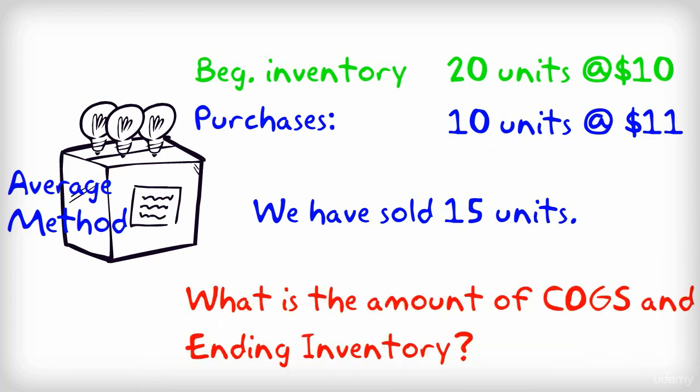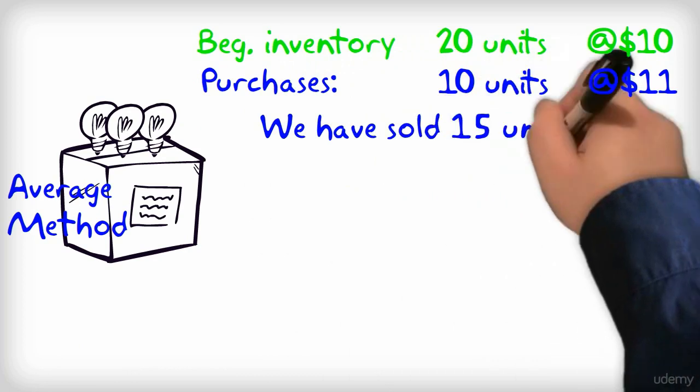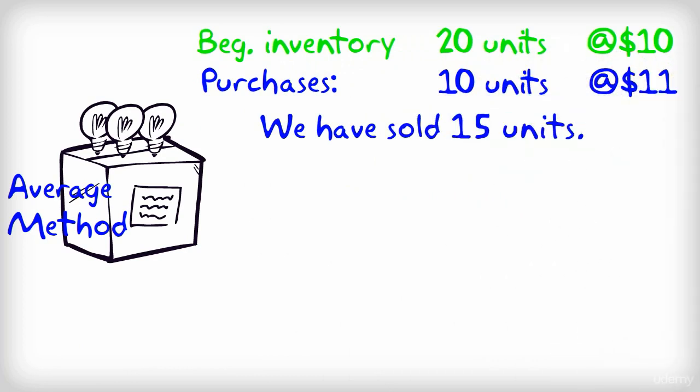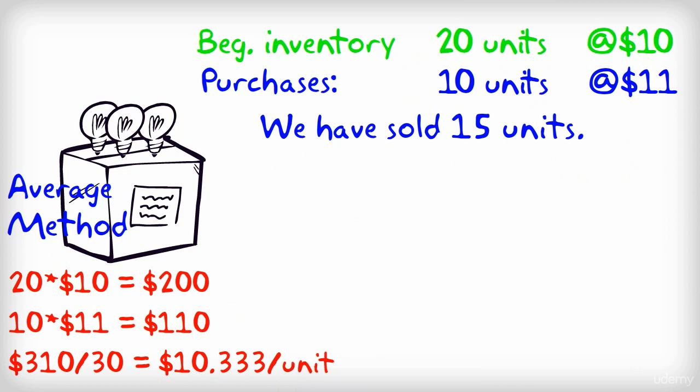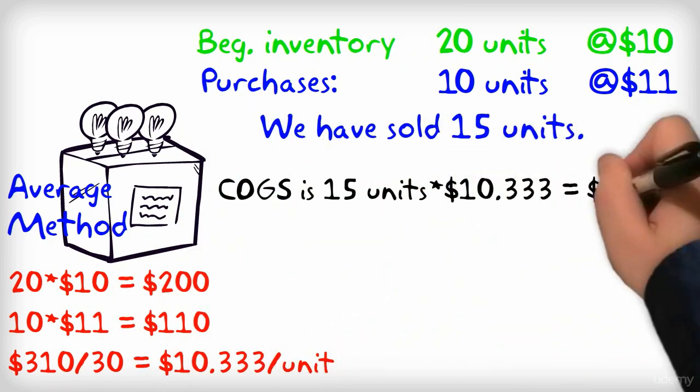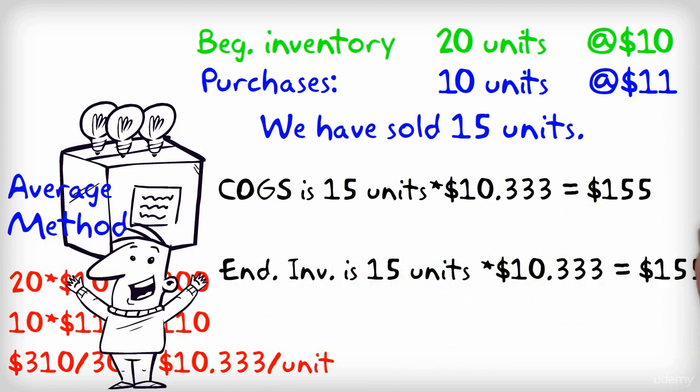We first have to find the average cost per unit. To find that, we need to find the total cost, which is 20 at 10 and 10 units at $11. That adds up to 310. Divided by 30 units total, it is $10 per unit cost. So the cost of goods sold of 15 sold units is 15 times that price.